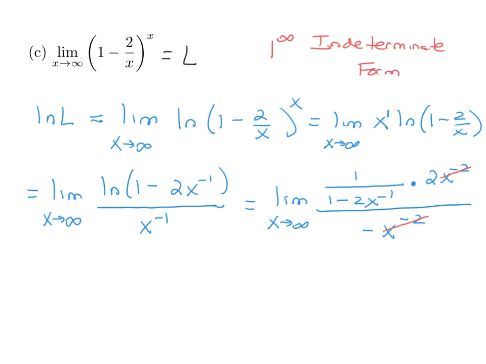This is equal to -2 times the limit as x goes to infinity of. This denominator is now equal to 1, so you don't really need to write this divided by 1. In fact, I'll only write this fraction. 1 divided by 1 minus 2x to the -1. And for me, I like to think of this as a fraction. I'll put this back as 2 over x.